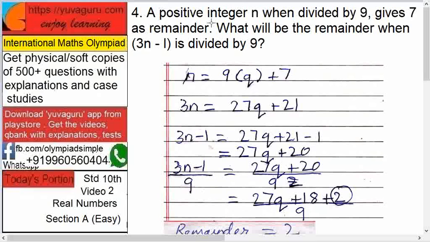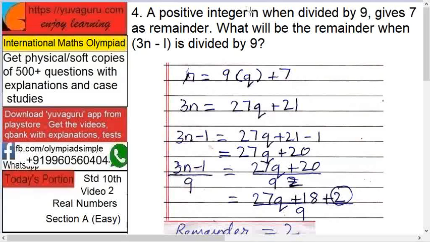Let's start. A positive integer n when divided by 9 gives 7 as a remainder. What will be the remainder when 3n minus 1 is divided by 9? See, there is some integer which is divided by 9 and the remainder is 7. Let's say the integer is 25. 25 divided by 9 gives 18, and the remainder is 7, right? So how do you express 25? 9 into 2 plus 7, right?